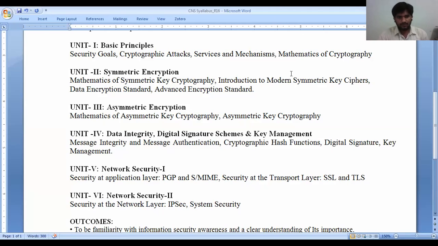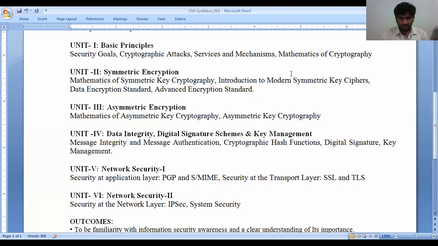In this chapter, we have to see about message integrity and message authentication, the cryptographic hash function, digital signature, and key management. There are only four topics, but they are very, very lengthy. We have to learn each and everything very clearly.